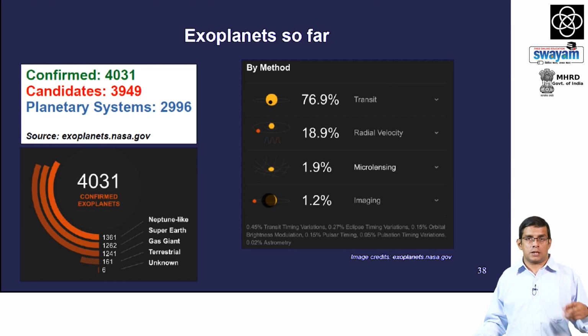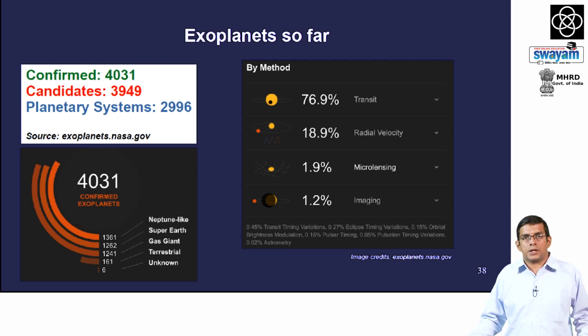But this is of course also a selection effect, because it is much harder to discover small planets, these terrestrial planets, whereas we are much more likely to discover gas giants or Neptune-like planets. Studies show that terrestrial planets, that is Earth-like planets, might actually be numerous in the universe. It is only a matter of time before we start detecting them efficiently.